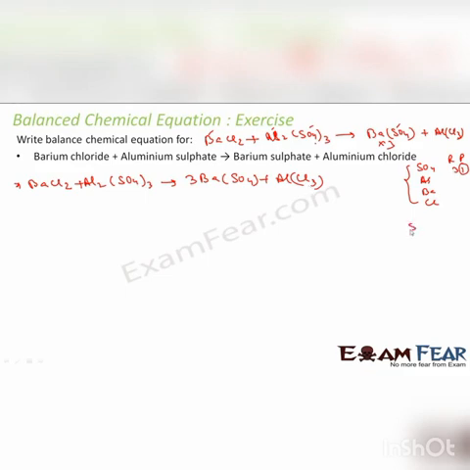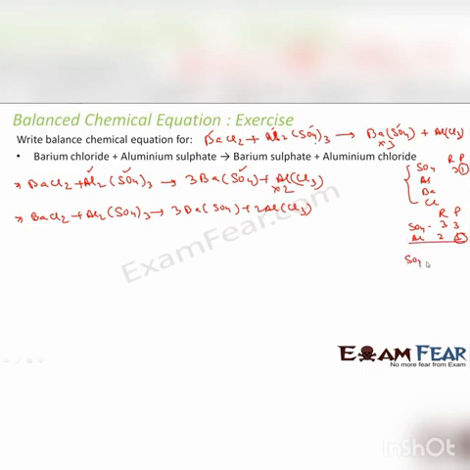Now let's again check. So we have SO4 here. So sulfate we have 3 here and 3 here. Aluminum we have 2 here and we have only 1 aluminum here. So it's not balanced. So let's multiply this guy with 2. So now what you get is barium chloride plus aluminum sulfate is equal to 3 barium sulfate plus 2 aluminum chloride.